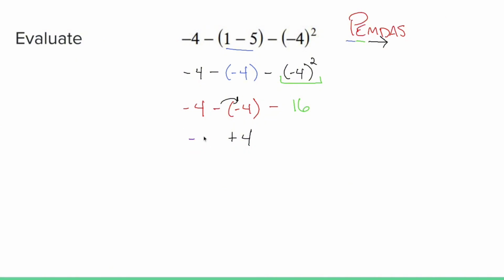So drop down the -4. Drop down the -16. And the last step is to add, subtract, left to right. It doesn't mean add first. It means add, subtract, left to right. So all we have is adding or subtracting. So we're going to do -4 plus 4, which is 0. Drop down the -16. And 0 minus 16, believe it or not, is -16. So that's our PEMDAS problem.